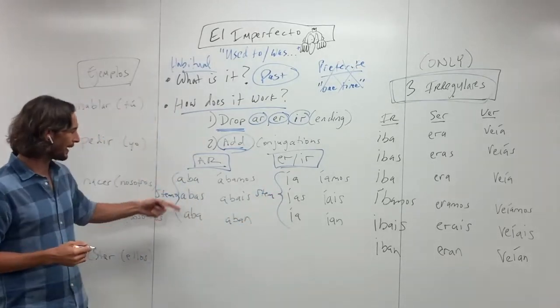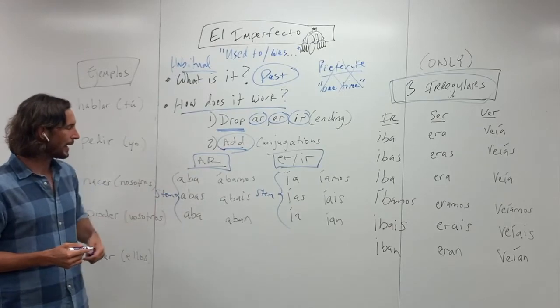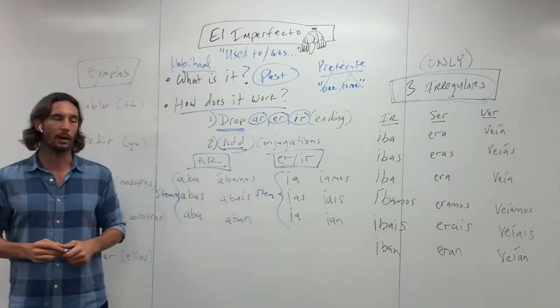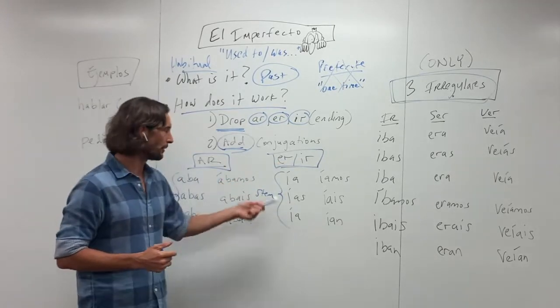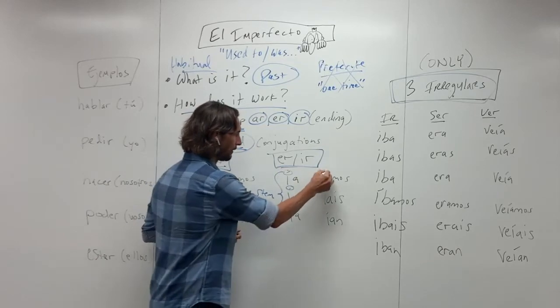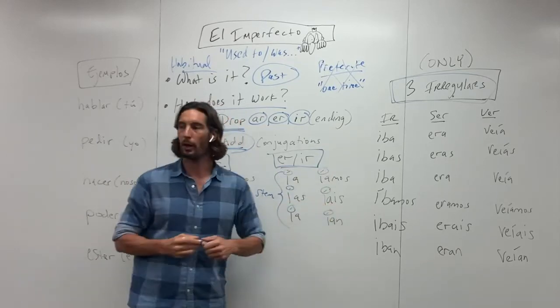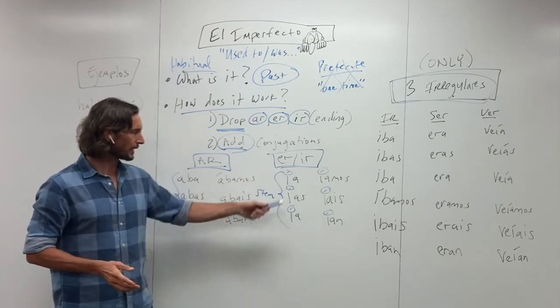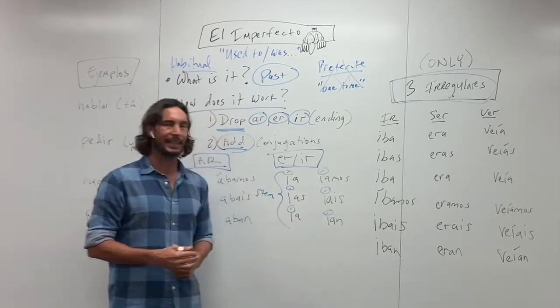And so you have aba, abas, aba, ábamos, abais, and aban, right? And that's for the ARs. And then for the ERs and the IRs, you have, and notice all of these, before I get going on them, they all have accents on them, right? And so they all take an accent over that I. So you have ía, ías, ía, íamos, íais, and ían.